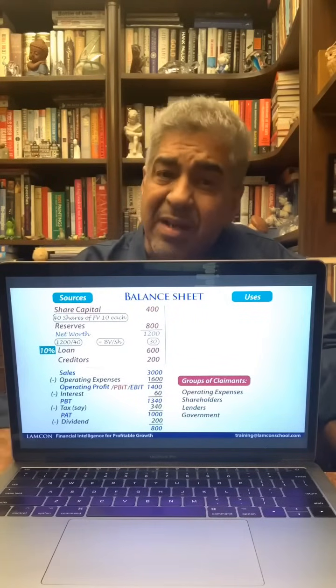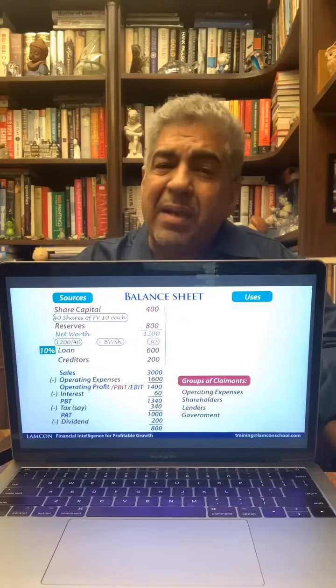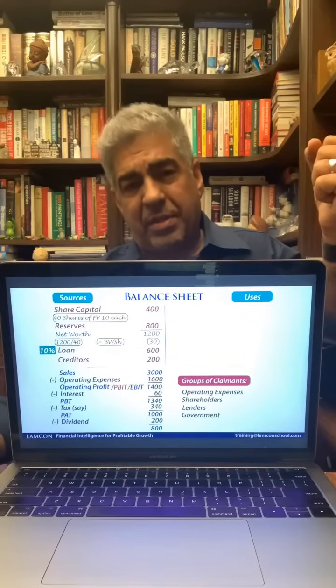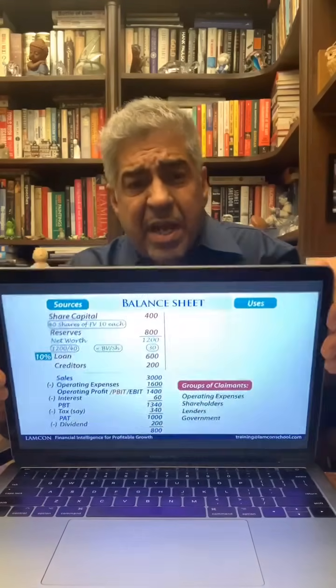Do you now recognize the left side of the balance sheet as being merely a collection of sources? How many sources are there in any organization? Two. Owners contribute, outsiders contribute. Both contribute in two ways: direct, indirect. Owner contributes directly when he puts in the money. Owner contributes indirectly when he leaves behind profit. Outsiders contribute directly when they give you loans in cash, and they contribute indirectly when they give you loans in kind.